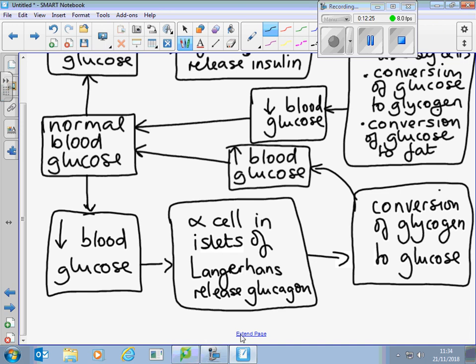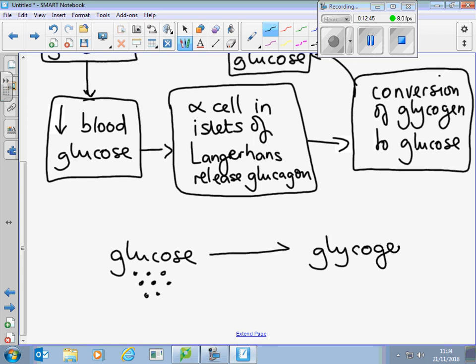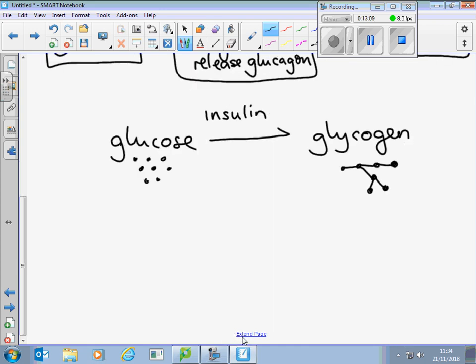So what we've got in terms of the sort of overview here is, here's glucose as a whole bunch of individual little sugar molecules. We can convert that into glycogen, which is sugar molecules joined together. And that is under the control of insulin. So of course you can go back the other way. So you can go back from glycogen to glucose under the control of glucagon. Right. Unfortunately similar words, but yeah.